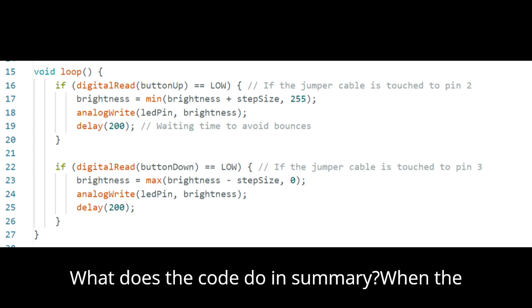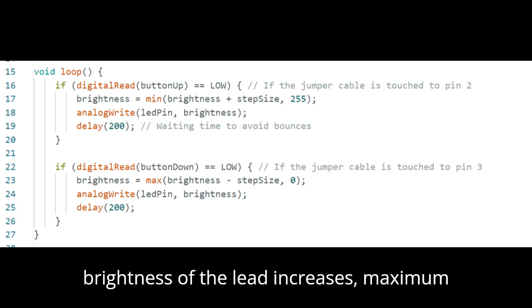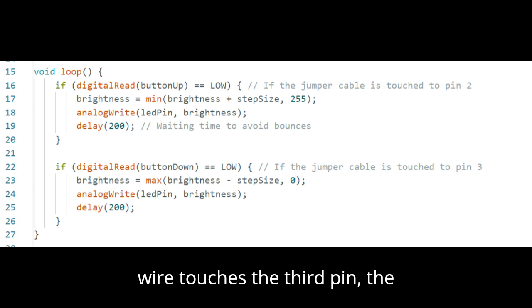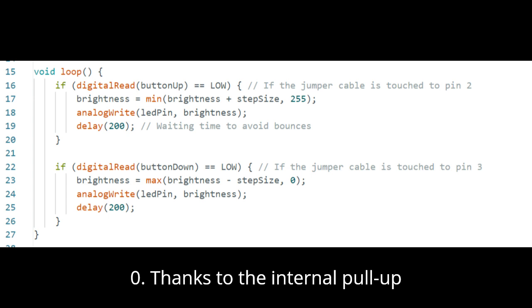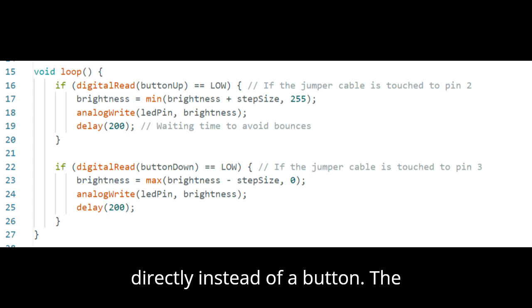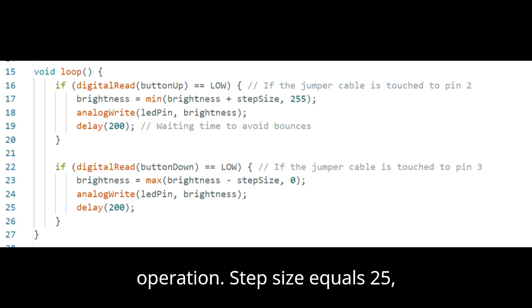What does the code do in summary? When the jumper wire touches the second pin, the brightness of the LED increases, maximum 255. When the jumper wire touches the third pin, the brightness of the LED decreases, minimum 0. Thanks to the internal pull-up resistors, we can use a jumper wire directly instead of a button. The brightness changes by 25 units with each operation. Step size equals 25. Thanks to delay(200), button bounce is prevented.